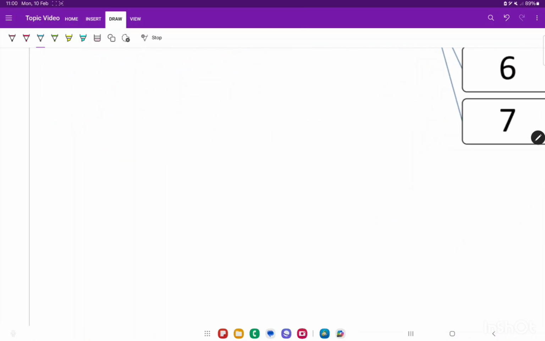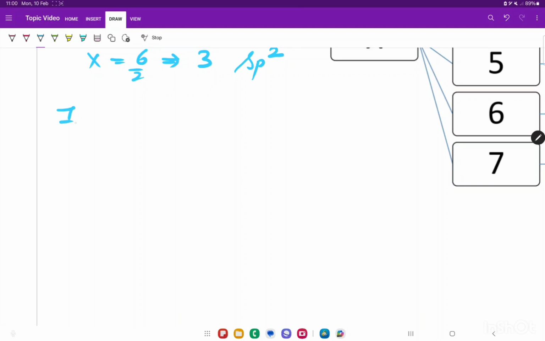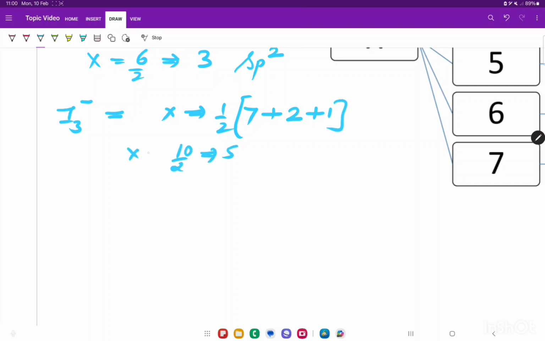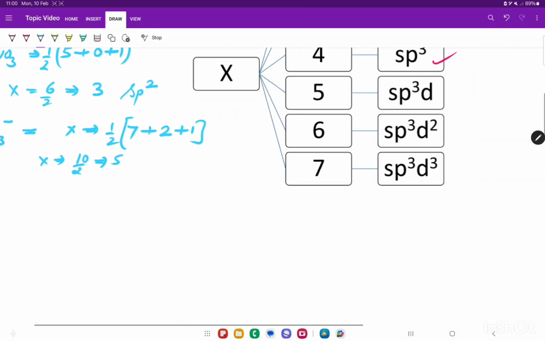If I take another example, I3 minus, in this case the central atom is iodine having 7 valence electrons, plus the 2 surrounding atoms are also iodine, plus 2, plus 1 negative charge. Total comes out to be 10. 10 divided by 2 equals 5. The value of x is coming out to be 5. And for 5, the hybridization is sp3d. Thus, I3 minus has sp3d hybridization.